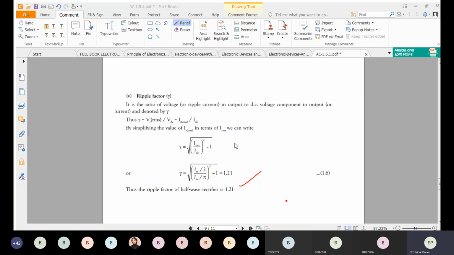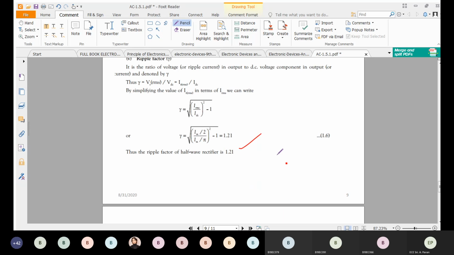What we are supposed to derive is the ripple factor, form factor, and efficiency for the half wave rectifier. We're going to derive those in the coming classes. As of now, if you have any doubt in either the simulation or the theory, you can ask me now.